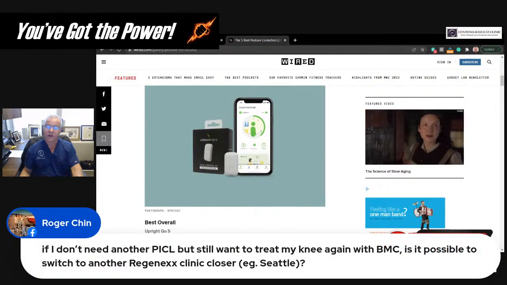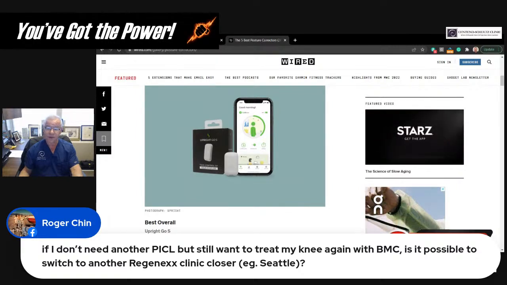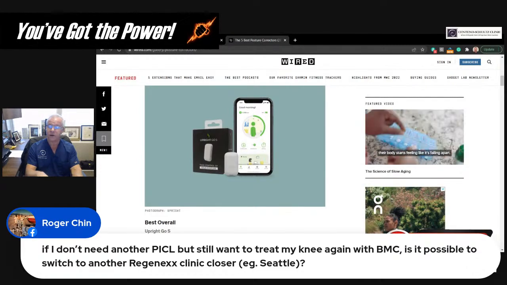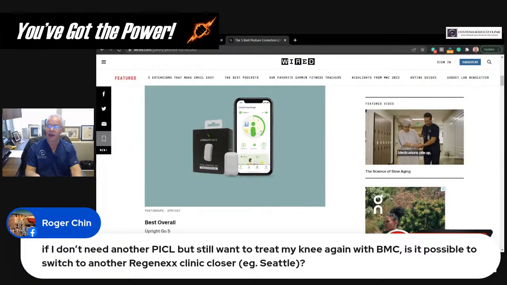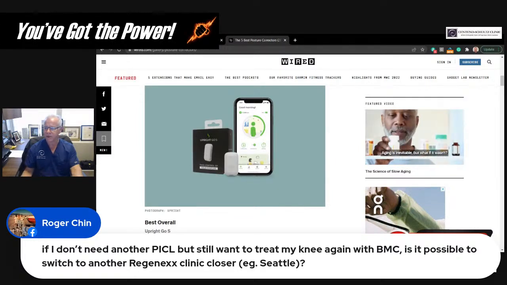Roger Chin asks: if I don't need another PICL but still want to treat my knee again with BMC, is a possible switch to another Regenexx clinic closer? Yes, that's definitely possible. That would be a good idea to try to get that done closer. So you can certainly see the local Seattle clinic to get that knee done, and they've got a lot of experience with that.